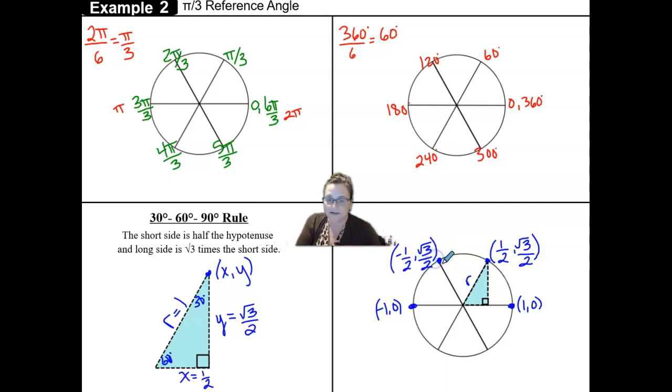When I reflect that reference angle into quadrant 3, now I'm at 4 pi over 3. Both x and y are negative there. So I have a negative 1/2 and a negative root 3 over 2 as the coordinate at 4 pi over 3, or 240 degrees. If I reflect that reference angle into the fourth quadrant, that's where x is positive, but y is negative. So I have a coordinate of positive 1/2, negative root 3 over 2.